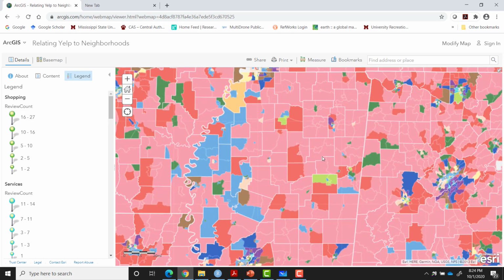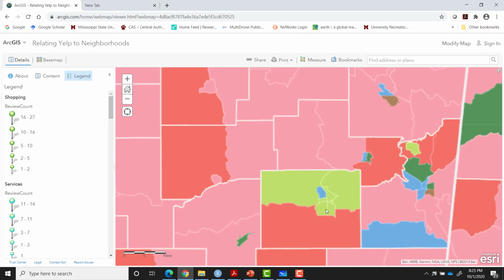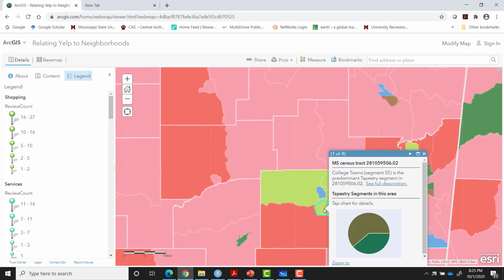What this solution does is it gives you a map and looks at an area and then characterizes the different consumer segments in that particular area. So let's have a look at Starkville and Oktibbeha. Okay, so I think this is the Starkville area. And let's just have a look. The predominant segment here is college towns.